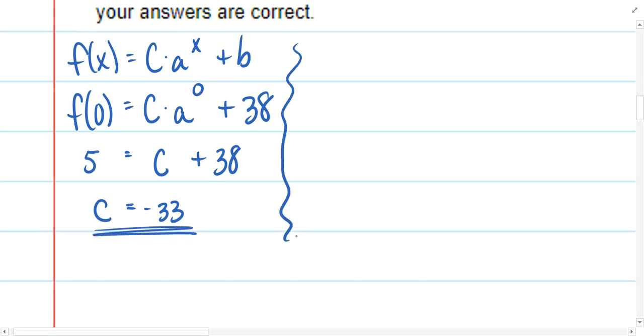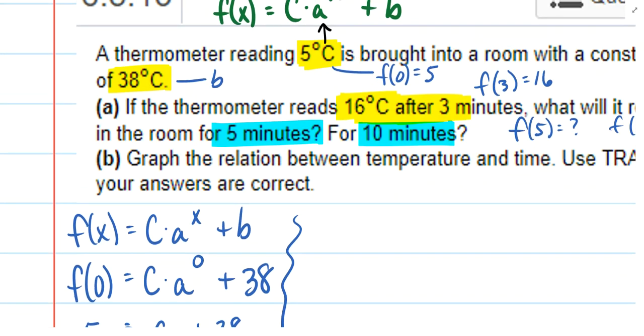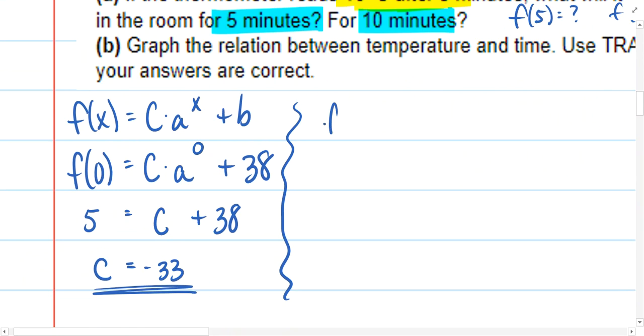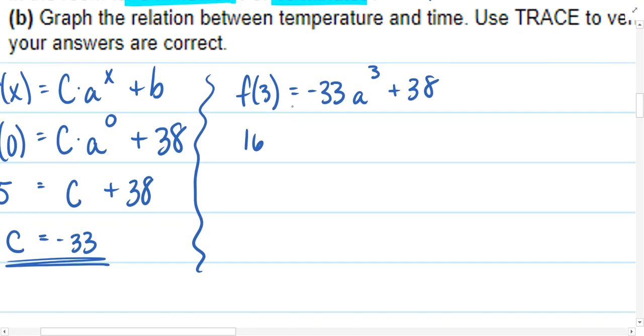The next point that I'd like to consider is that f of 3 is 16. F of 3 is equal to 16. And f of 3 would be our c value, which we just determined to be negative 33, times a to the third power plus 38. Well, again, if 16 is equal to negative 33 a cubed plus 38, then I could do the math in order to isolate a. I'm going to subtract 38 to move that to the left side. I can divide by negative 33 after that's done, and then take the cube root in order to isolate this power of 3.